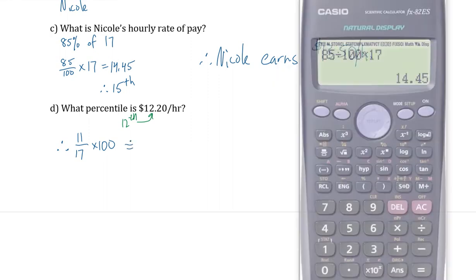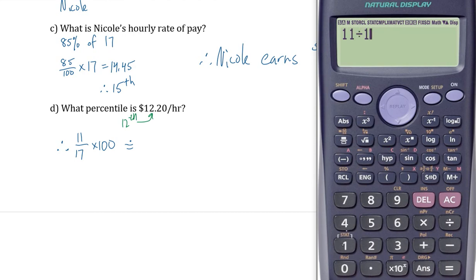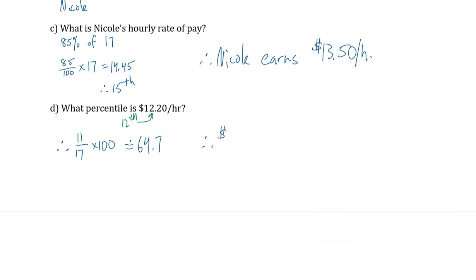So let's do this on our calculator. 11 divided by 17 times 100 is 64.7. And again, always round up. We're going to round up to the nearest percentage point above the 64.7. So therefore, 1220, I can even put it here, therefore $1220 per hour is the 65th percentile.